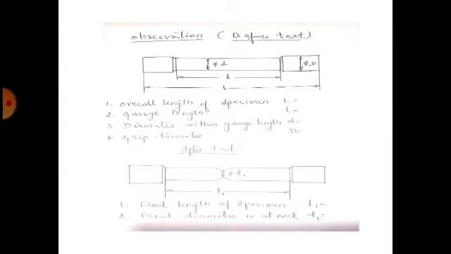Before conducting the test, we are going to measure the diameter of the specimen, that is diameter within the gauge length, overall length, grip diameter, and after conducting the test we are going to measure the final diameter and final length of the specimen.